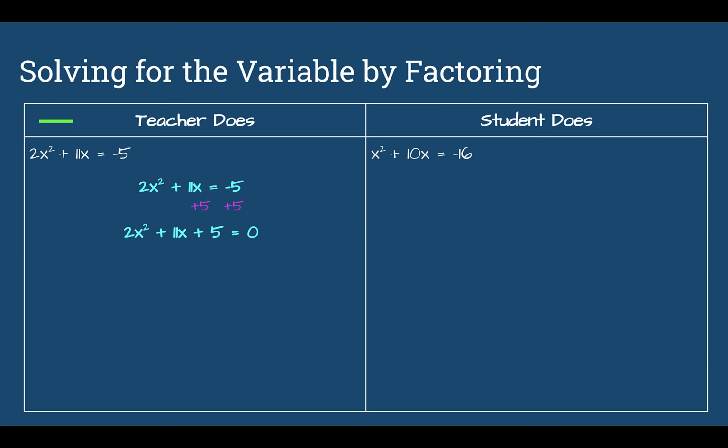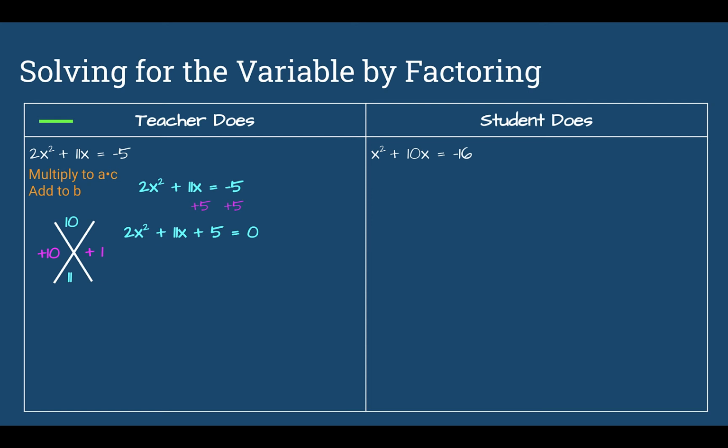We can factor. So I'm going to factor. We need to multiply to a times c and add to b. So a times c of our rearranged equation is 2 times 5, which is 10. And then they need to add to 11. So what values multiply to 10 but add to 11? We find those two values are +10 and +1.